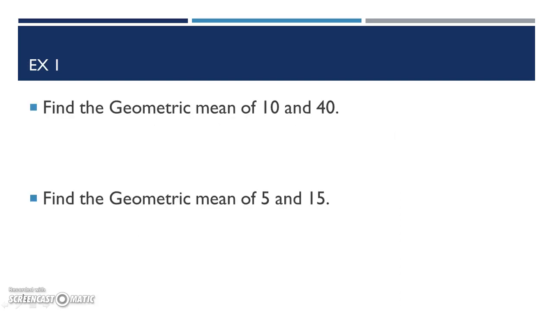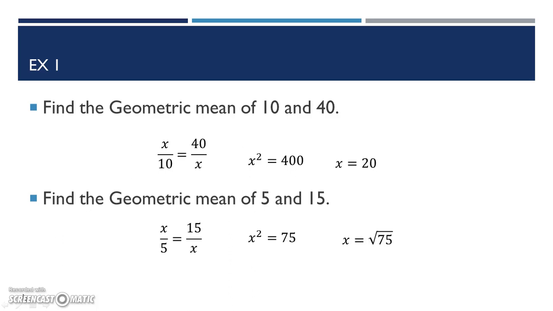Okay? So geometric mean, 10 times 40 is 400. Then you take the square root, it's 20. 5 times 15 is 75. Then you take the square root, it's the square root of 75. But we want to simplify this. So the biggest perfect square that divides into 75 is 25, 3 times. Square root of 25 is 5, so that becomes outside. 5 square root of 3 is our answer.